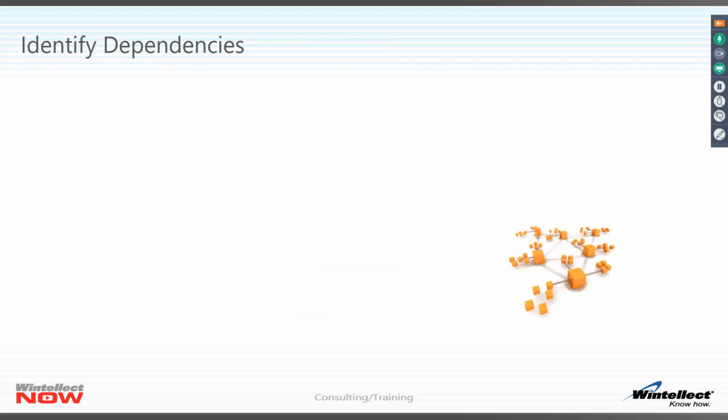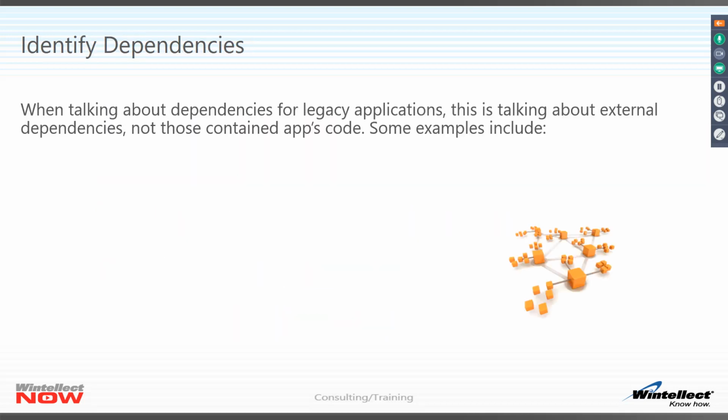Now, with dependencies, we're not talking about inter-application dependencies, not dependencies that are baked into the code per se. We're talking about dependencies in the environment. There are a lot of things that might be dependencies for an application, such as a database. Your application must have a database to run, so that's the kind of database dependency I'm talking about. Operating system requirements. So I need Windows. I need Linux. I need a particular version of Linux.